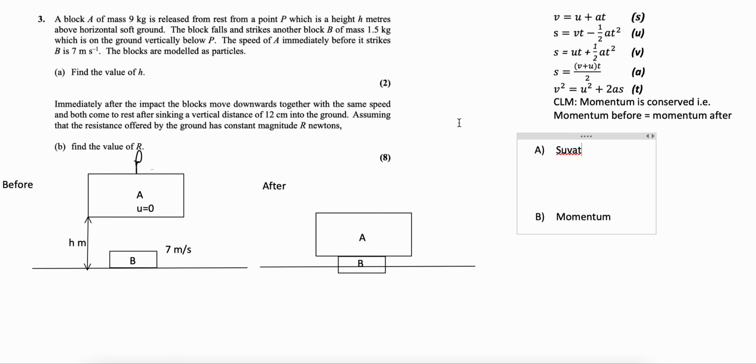Okay guys, on to question 3. A block A of mass 9 kilograms is released from rest from a point P, which is a height h meters above horizontal soft ground. The block falls and strikes another block B of mass 1.5 kilograms. So this one has a mass of 1.5 kilograms and A has a mass of 9 kilograms.